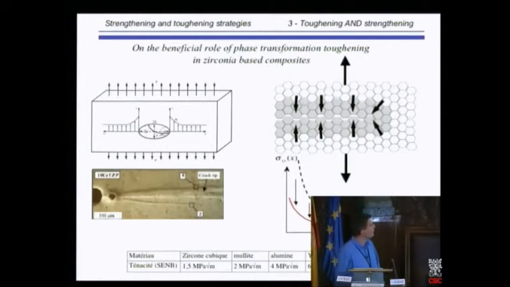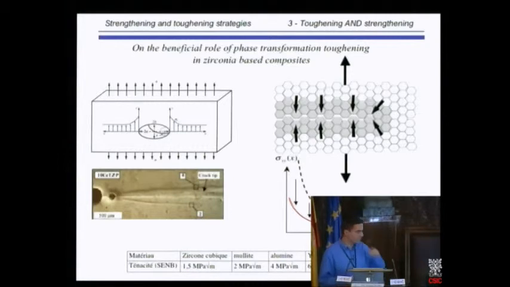So if we have the stresses at the crack tip, so these are the stresses at the crack tip. Without any transformation toughening, we have something like that. With transformation toughening, you decrease the stresses at the crack tip because you add some compressive stresses. So the real stress field is now like that.